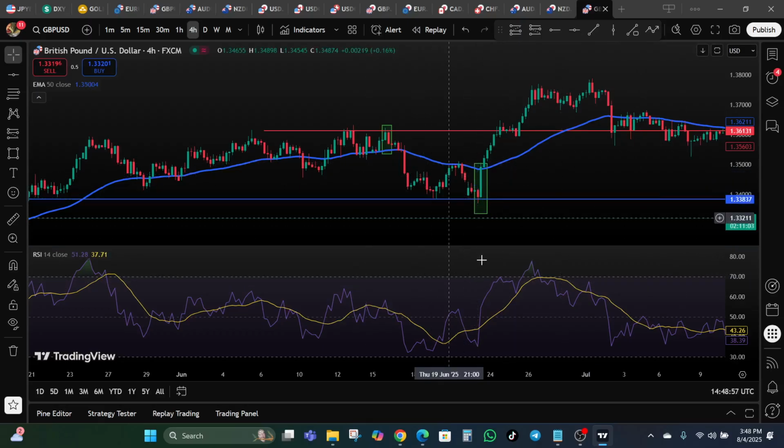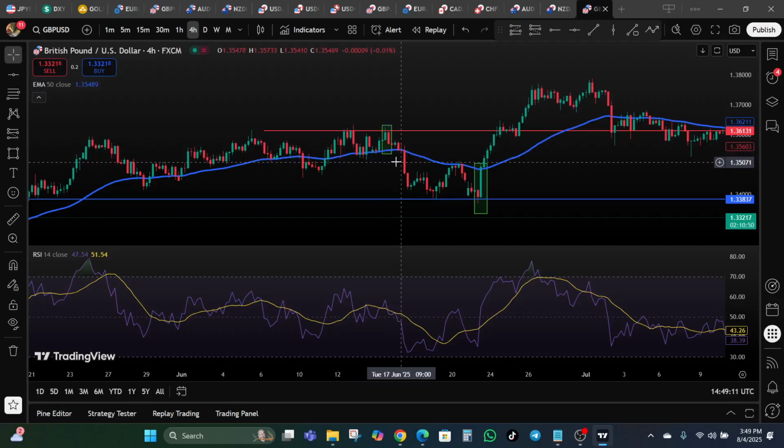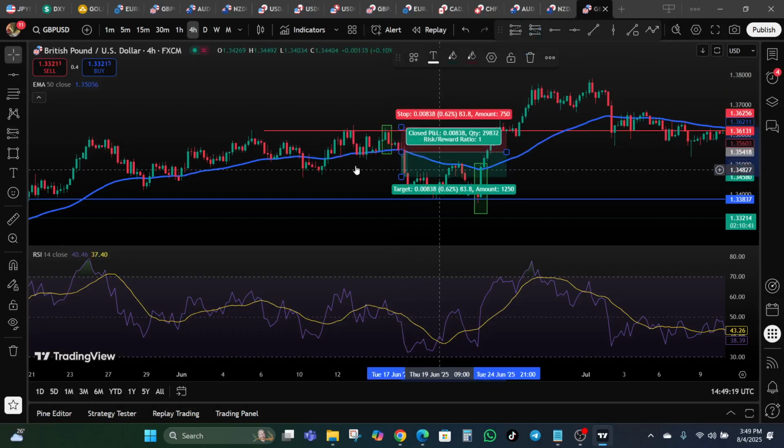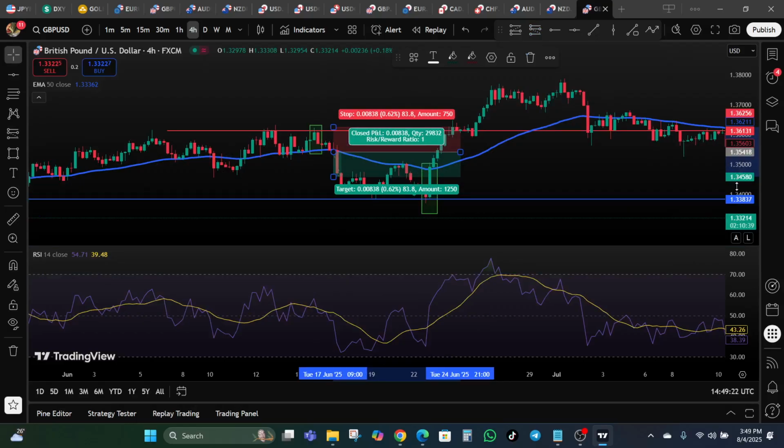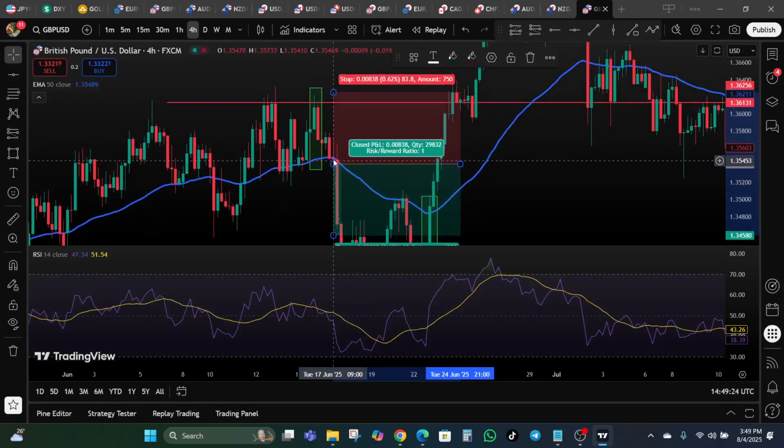So here's how you enter. After all three confirmations, that is your engulfing pattern plus your RSI plus your EMA, you wait for the next candle to break in the direction of the setup. Then you can enter on the next candle close or the break of the engulfing candle. So in this case, we can consider entering around here. This was the candle that closed below the 50 EMA. You can see this candle was the one that closed below the 50 EMA. So we can enter there.